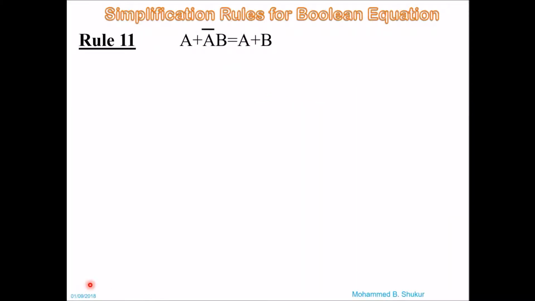Now we have rule number 11, a or a bar and b equals a or b. So also we have to prove this rule, the left hand side must equal the right hand side. So I'm going to start from the left hand side, a or a bar and b. Now let's remember the previous rule, rule number 10, a plus ab equals a.